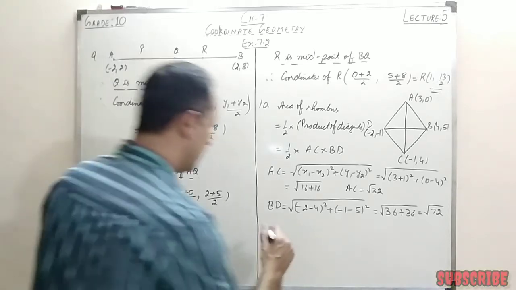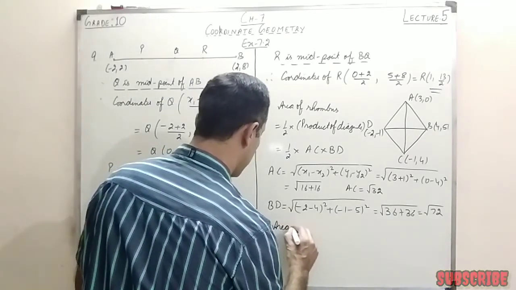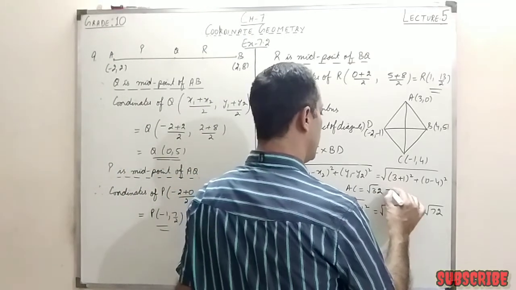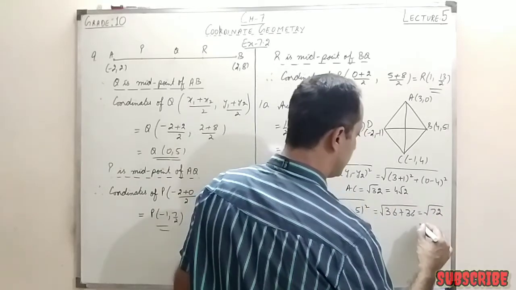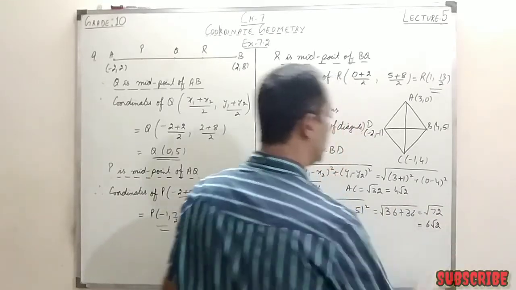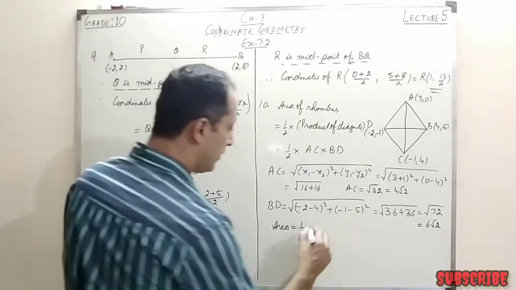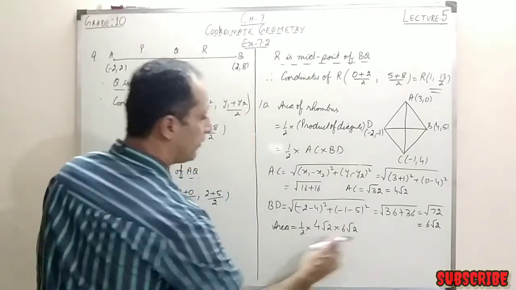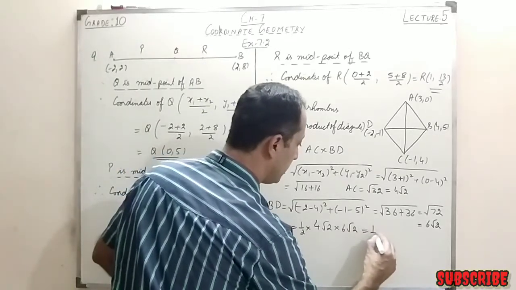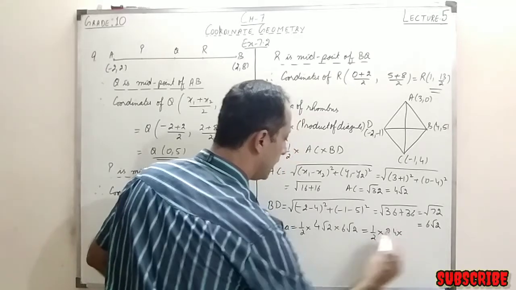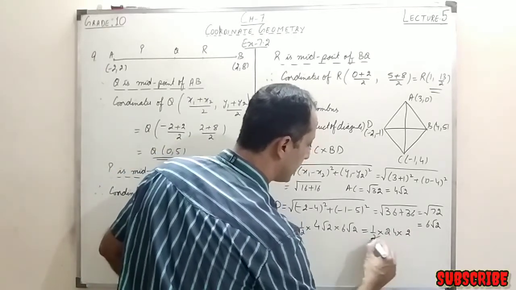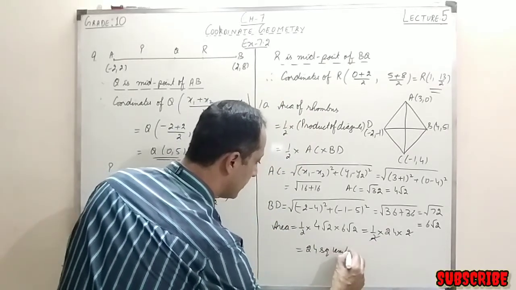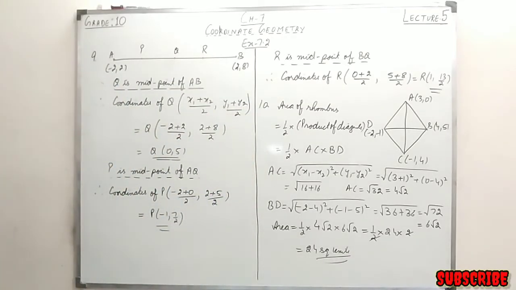Now I have to find the area of the rhombus. So area will be equal to 1 by 2 into root 32. Root 32 can be written as 4 root 2 and this root 72 can be written as 6 root 2. Right? So this is half into 4 root 2 into 6 root 2. Now if we multiply these two, we get it as 1 by 2 into 24 into root 2 times root 2 becomes 2. So this 2 cancels. So area is 24 square units. Right, so this was how we can find the area.